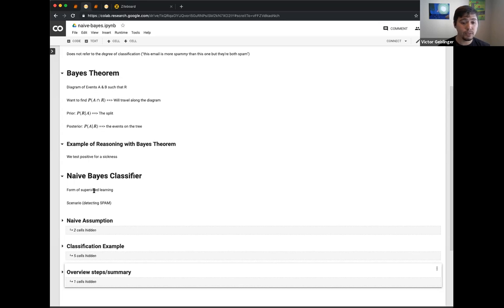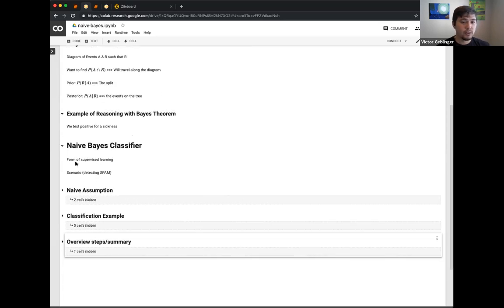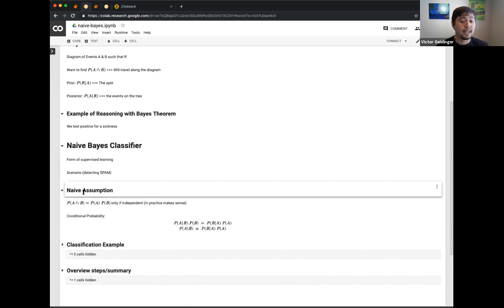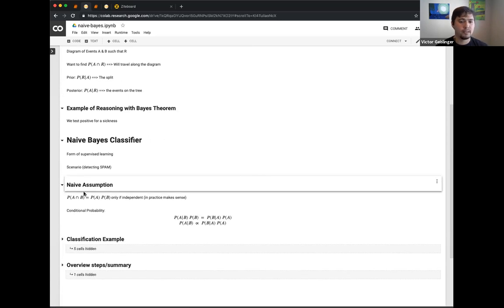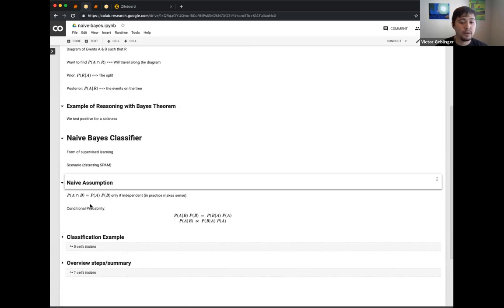Okay. Cool. So this goes into our whole thing, but the first thing we need to talk about is this naive assumption, and this is why it's called naive Bayes. The first assumption is that P(A and B) is equal to P(A) times P(B). Note that this is only true when the events are independent. And for most things, like I said before, they are not technically independent.